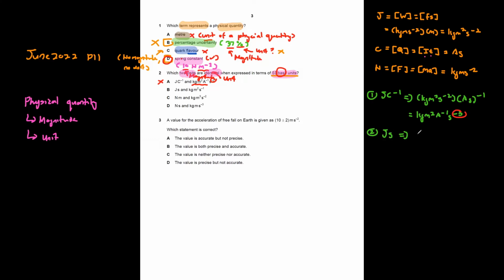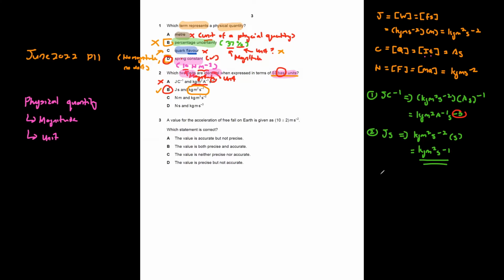Then you move on to the second one, where it is joules second. Joules you already know is kg meter square second negative 2. Multiply with second, you will get kg meter square second negative 1. Now this one is the same as the other unit that has been given to you inside your question. You see, this one is matching exactly what you see here: kg meter square second negative 1. So this one by right should be the answer, but you can actually double confirm with answer C and D.